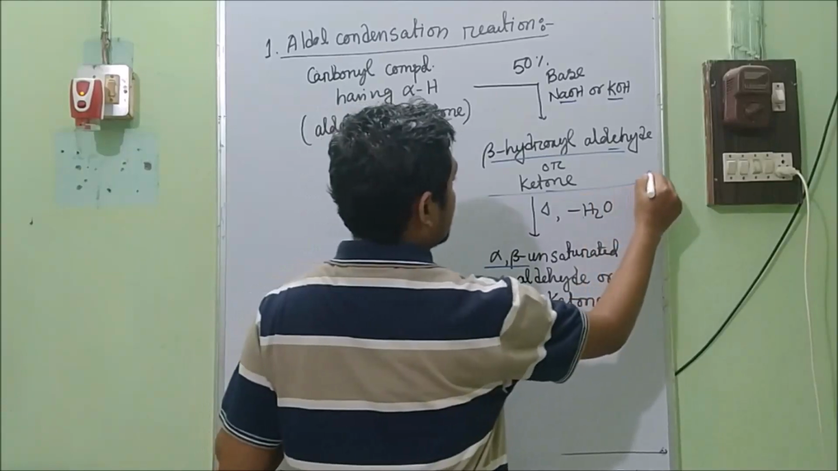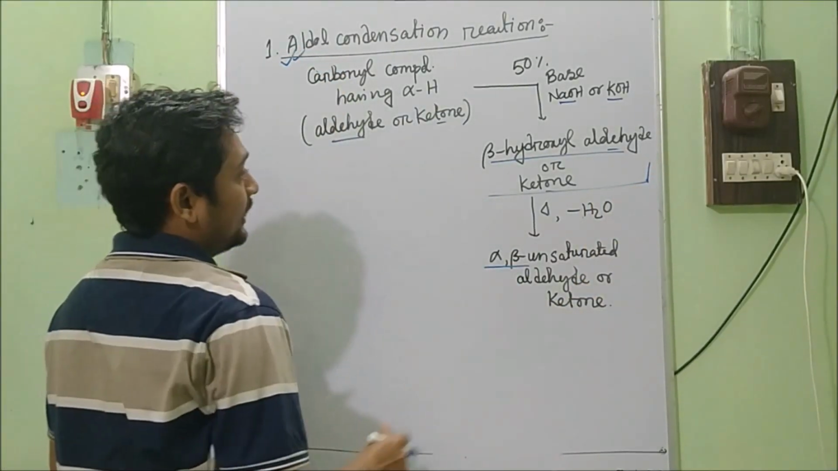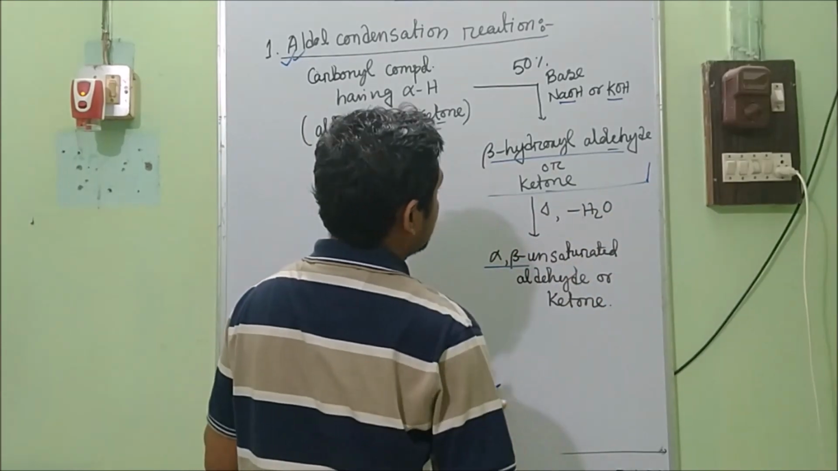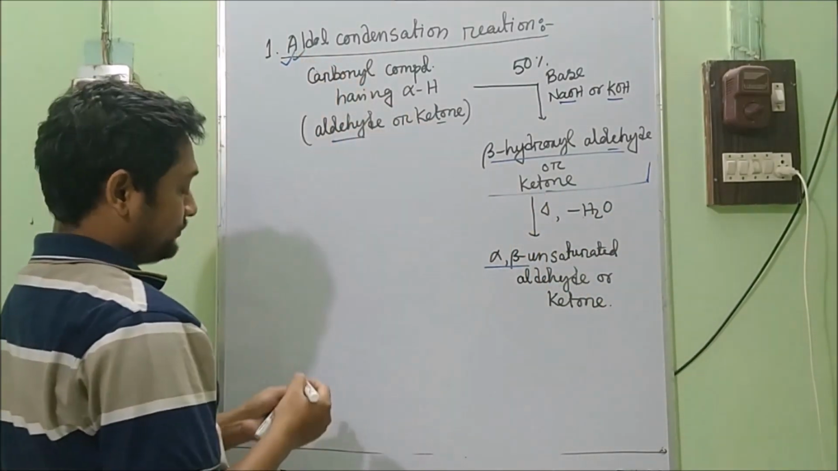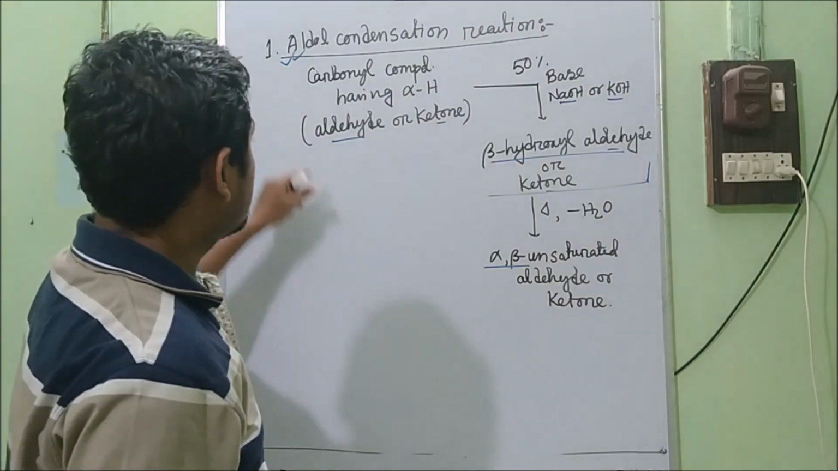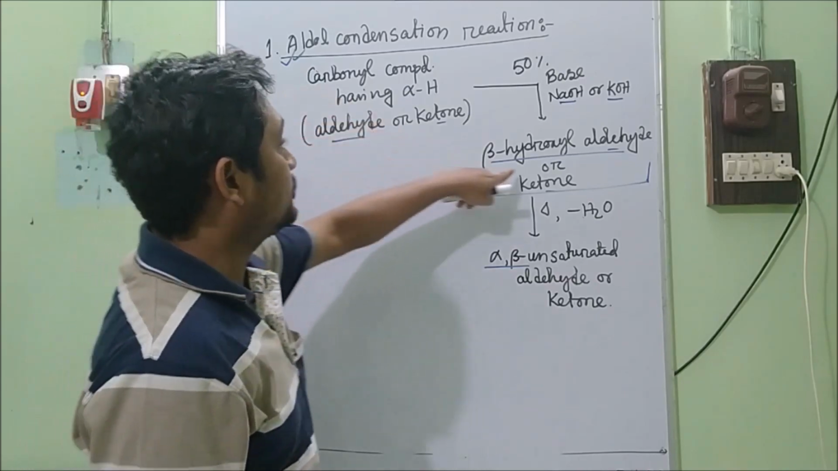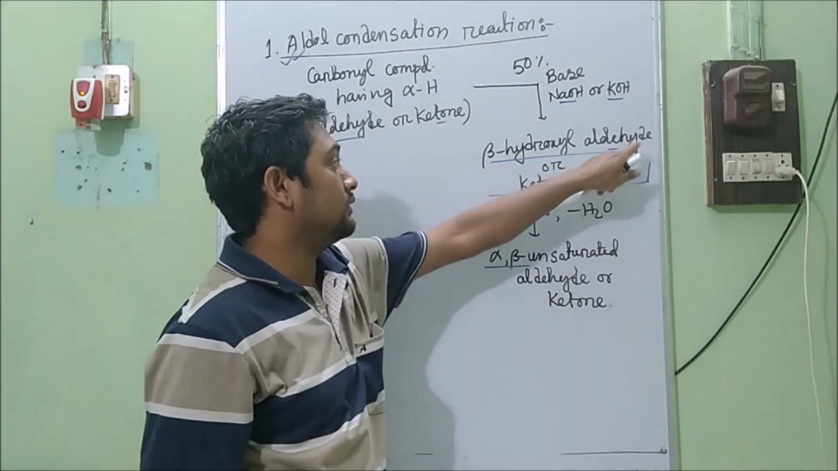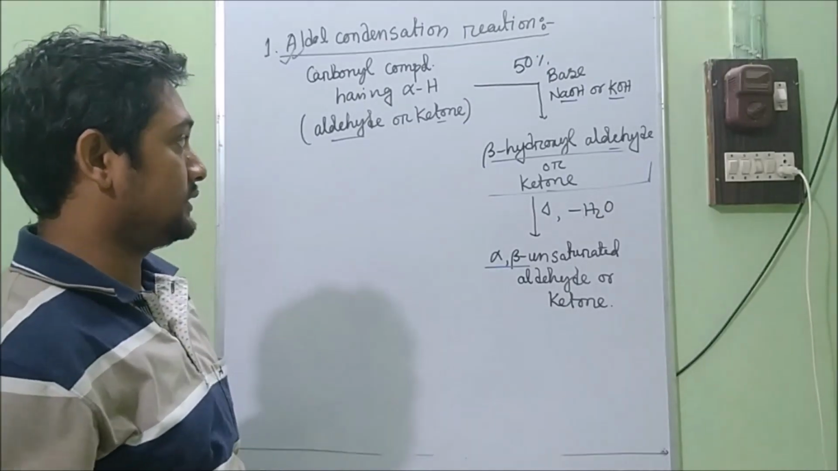Up to this much is the aldol reaction, and that is the extra part, which is not included in this reaction. So in the aldol condensation reaction, the carbonyl compound will convert into a beta hydroxyaldehyde or ketone. Now, we will go with the mechanism and examples.